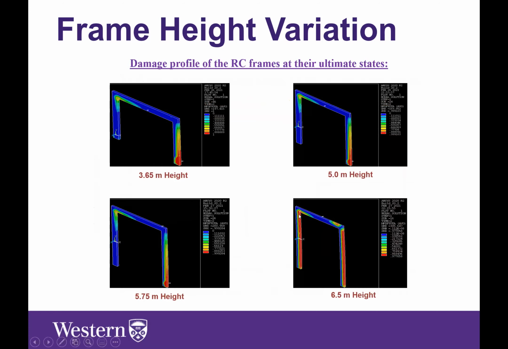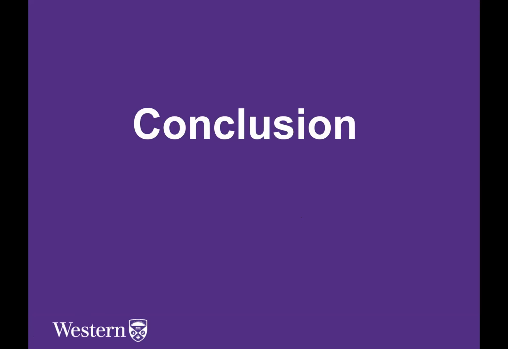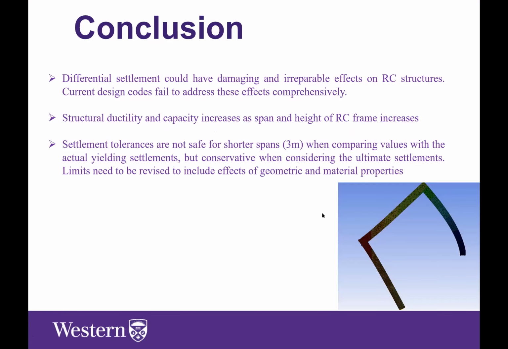So now we can go on to conclusions, basically. From this study, we found that certain limits used by codes, like the ACI, for example, are not conservative when it comes to shorter spans. And these limits do not really include the effects of the geometry, like the moment of inertia, basically, and the material properties. So in order to give a more accurate or a more conservative limit, you would need to develop a limit that would include these effects. Okay.